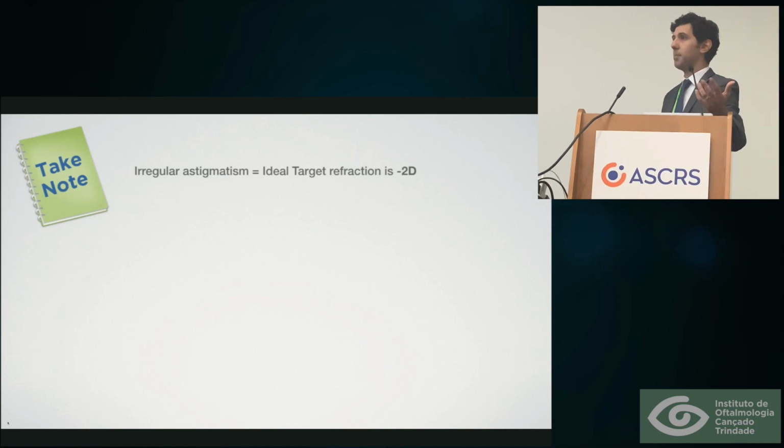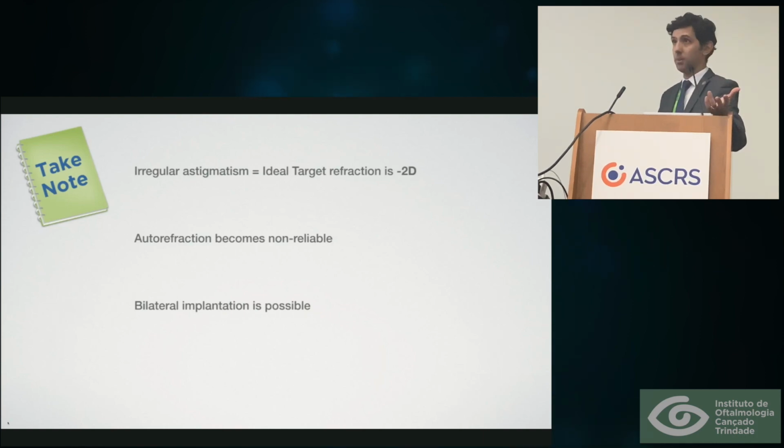But most importantly, the -2 with a pinhole will not deteriorate distance vision so badly. So this patient will still be able to read something around 20/50, 20/60 uncorrected, and will benefit a lot with a pair of glasses with a small negative correction. So this is what we consider the ideal target refraction. And an important point is that autorefraction becomes unreliable and that bilateral implantation is possible.